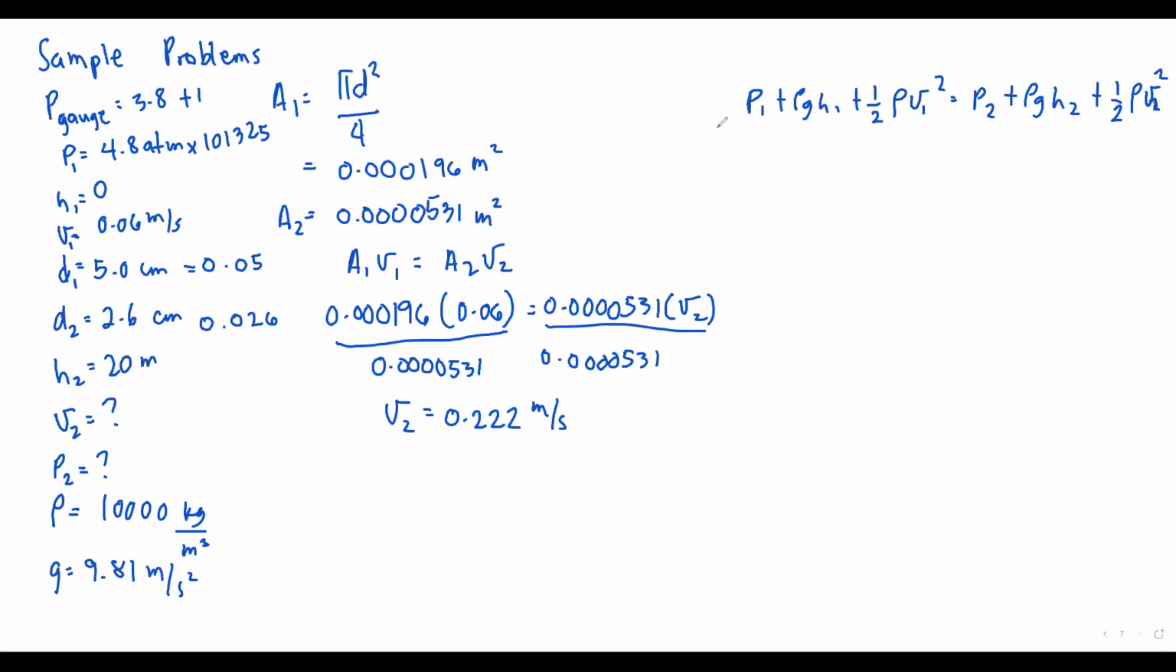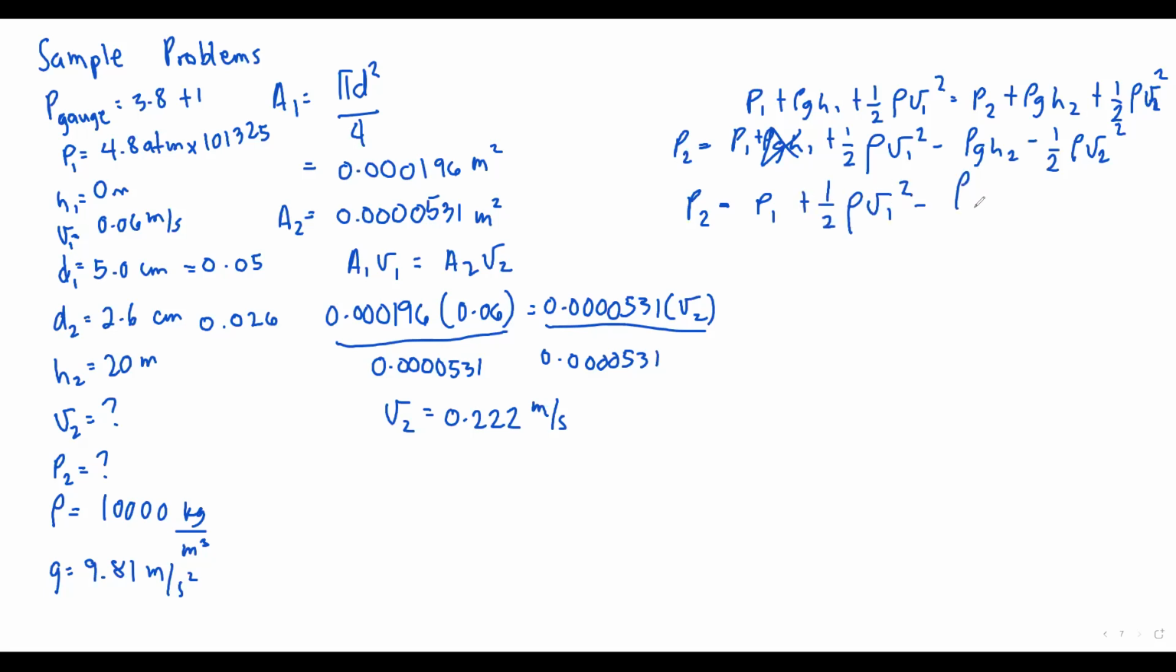So ngayon, dahil ang hinahanap is P2, so P2 is equal to P1 plus rho GH1 plus 1/2 rho V1 squared minus rho GH2 minus 1/2 rho V2 squared. Okay? Technically to cancel kasi wala tayong height, 'di ba? 0 meter. Okay? So P2 is equals to P1 plus 1/2 rho V1 squared minus rho GH2 minus 1/2 rho V2 squared. So ito na yung working equation natin.